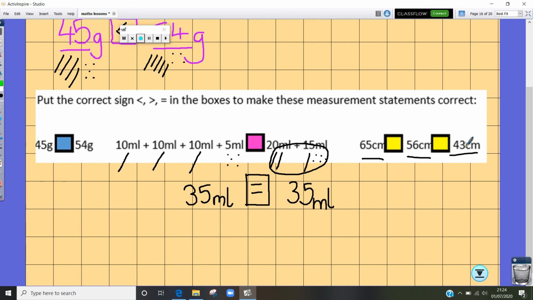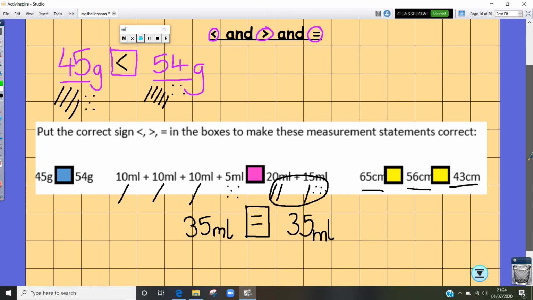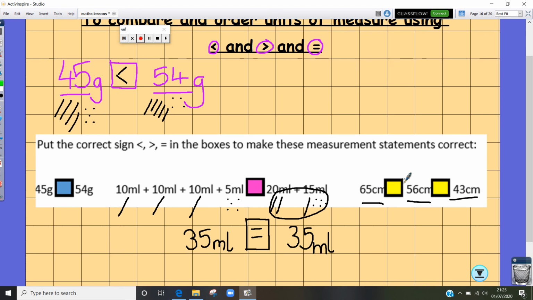Okay, and the final type of question that you might get today might involve 3 separate numbers and 2 boxes where we need to place our greater than and less than or equals to sign. So I'm just going to write it again and make it a little bit bigger. So we've got 65 centimetres. Remember, the units are important today. We have got 56 centimetres. And then we have got the final one, and don't forget there's another square just there to make my statement complete. We've got 43.